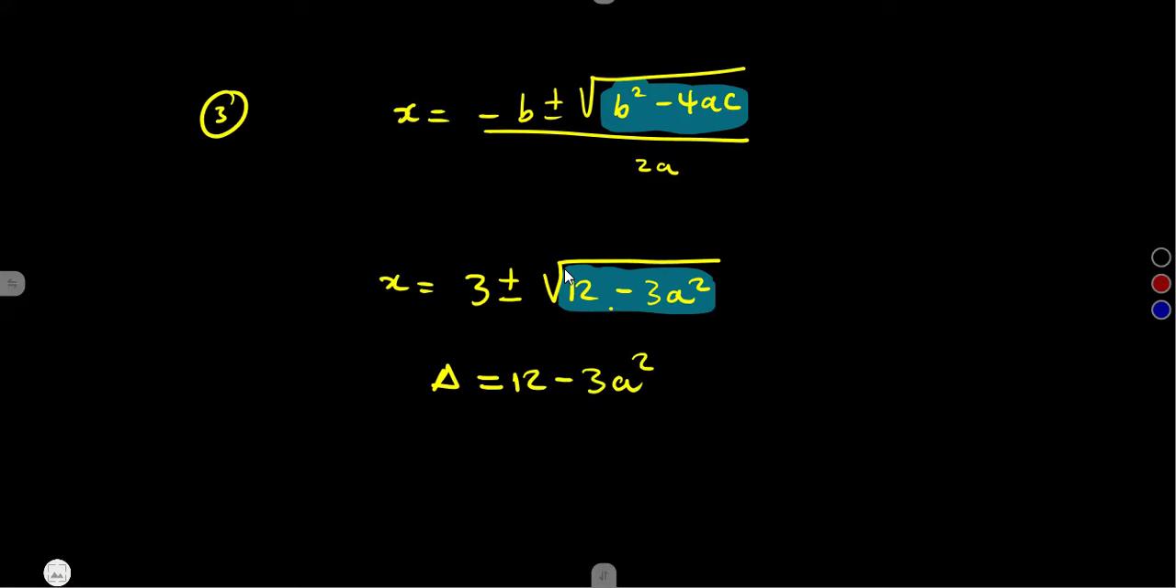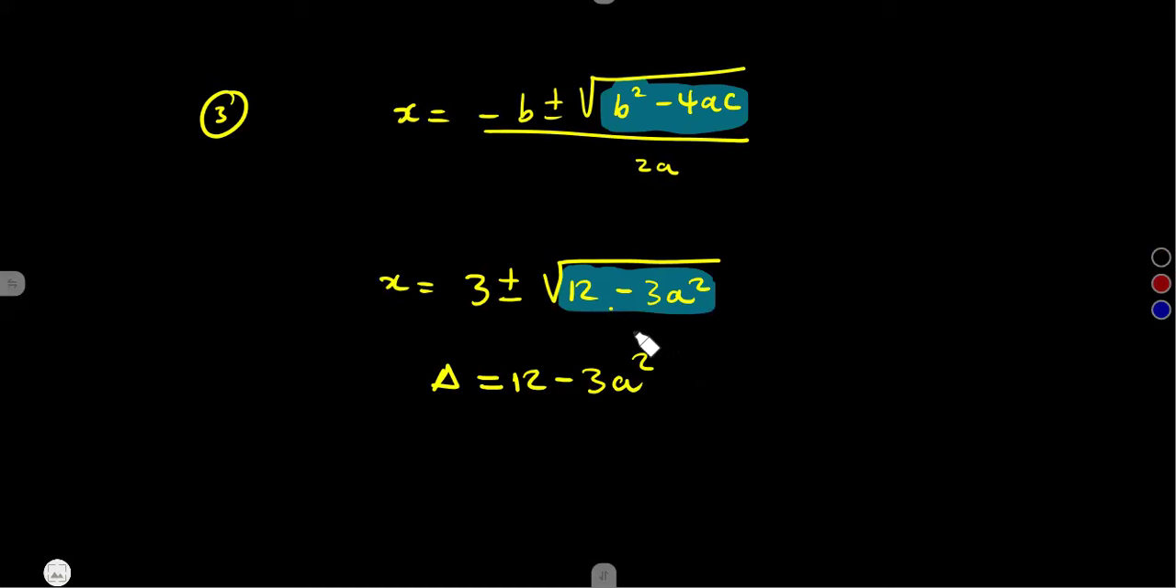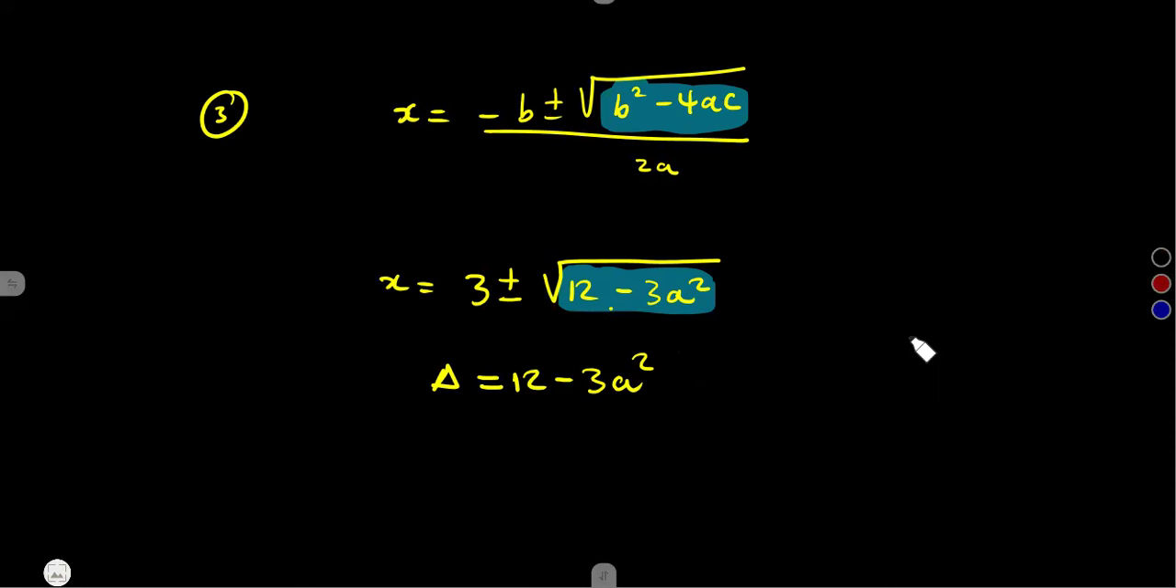Before we even answer the question, which is to say that these roots will be equal, are we understanding this concept? So this is our delta. Then they are saying we are supposed to find the values of a for which these roots will be equal. From our nature of roots, the only case where the roots will be equal is where our delta is equal to 0. Remember, I talked about that in the first question where we applied nature of roots. When it is equal to 0, our roots will be equal. So that's the only condition we can have. Our delta must be equal to 0 for equal roots.